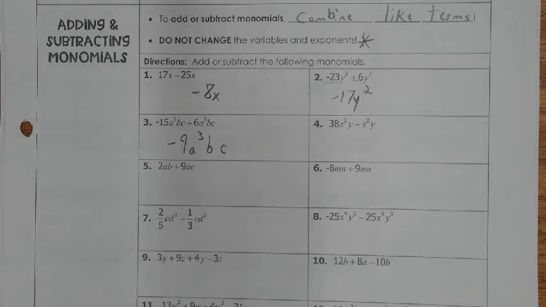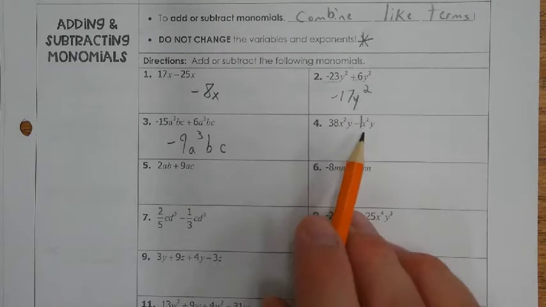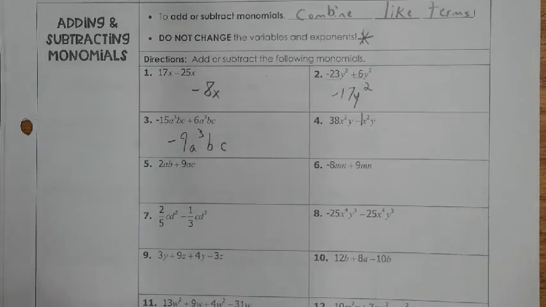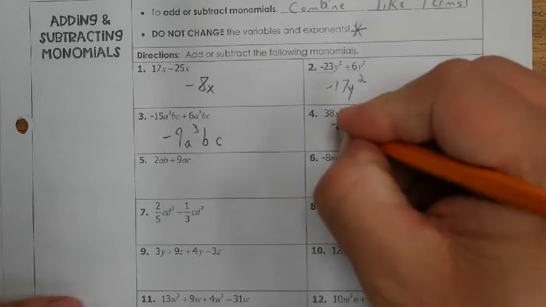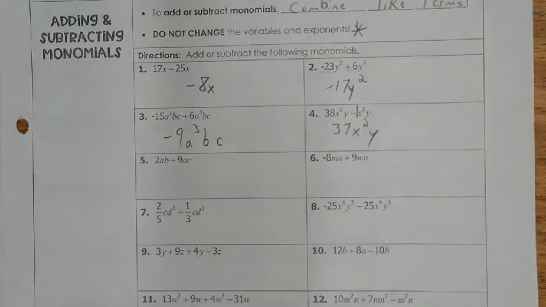Now number 4, what's up with number 4? There's an understood 1. So you're really just doing 38 minus 1. If there's nothing there, you assume that there is going to be a 1 there. So what is 38 minus 1? 37. And then you just bring down the variables and exponents. All right, so go ahead and do 5 through 8.